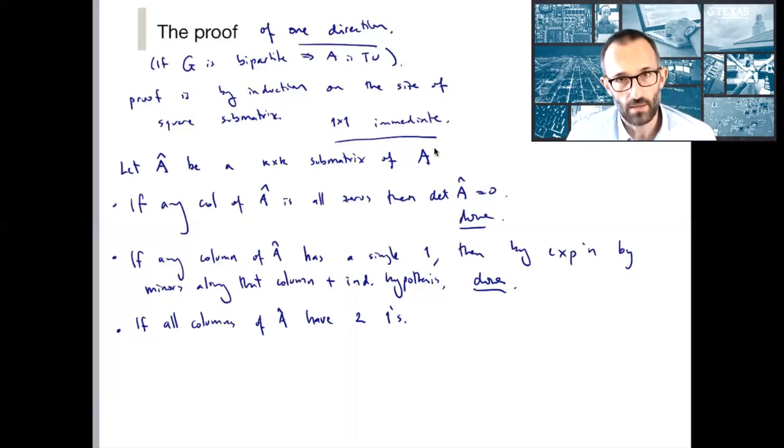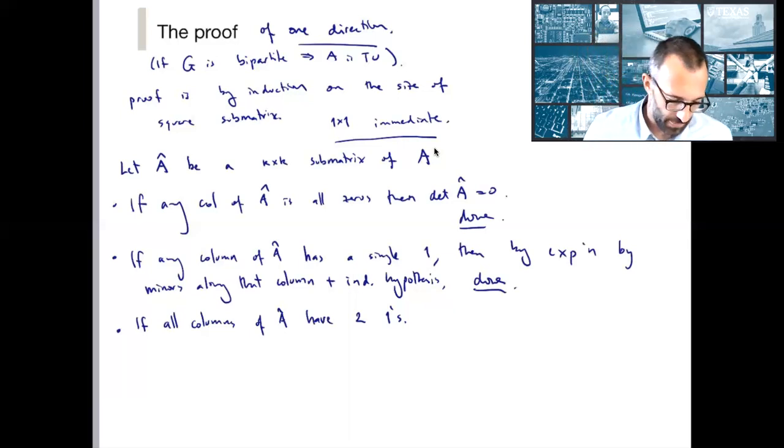So what does G being bipartite mean? It means that I can partition my vertices into two groups where edges only go from one group into the other. In terms of the matrix, that says that I can partition my rows into two sets so that every column has a 1 in the first set and a 1 in the second set.